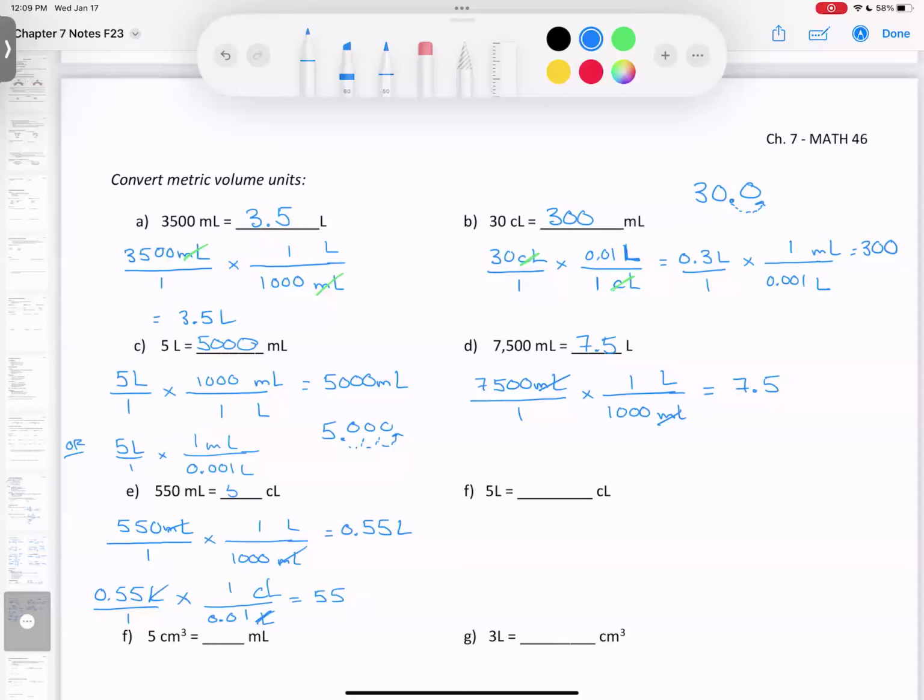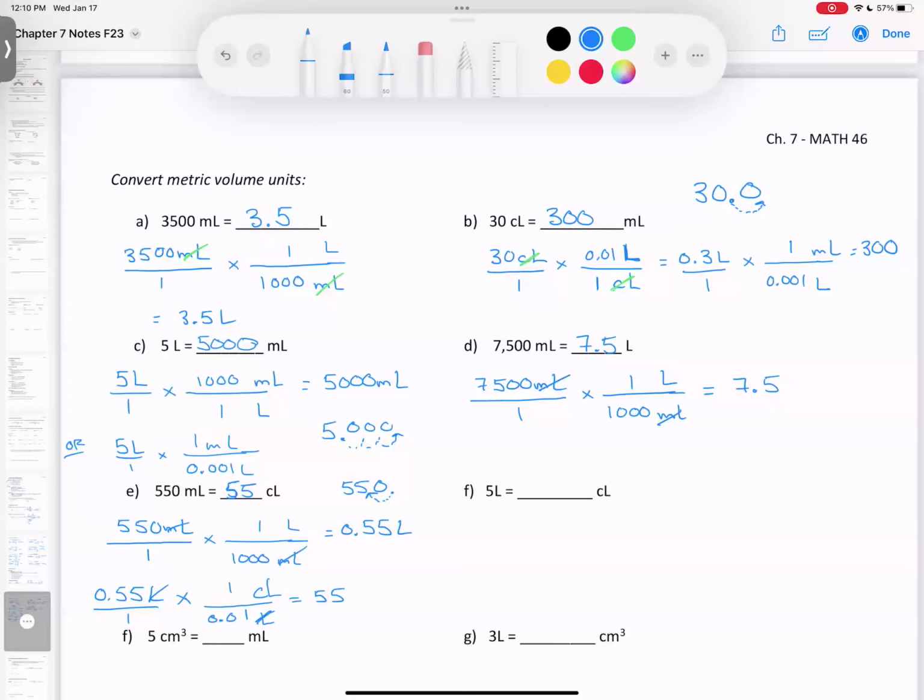I suspect most of you said, well, wait a minute, the staircase was way easier to do that. And that's fine. So if you use the staircase, we start at milliliters on the very bottom rung of that staircase. We're going 1 over to the left, which means our decimal goes 1 over to the left. So our decimal started at 550. And now it's moved 1 over to the left to 55.